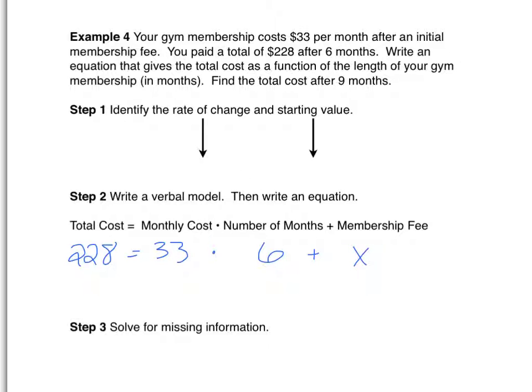So again, you guys, this should be pretty easy. And then once we figure out what that initial membership fee is, we want to solve and substitute 9 in for this value. So we have to solve for the missing information. We need to take 33 times 6. Let's see, 6 times 3 is 18, so we end up getting 198.